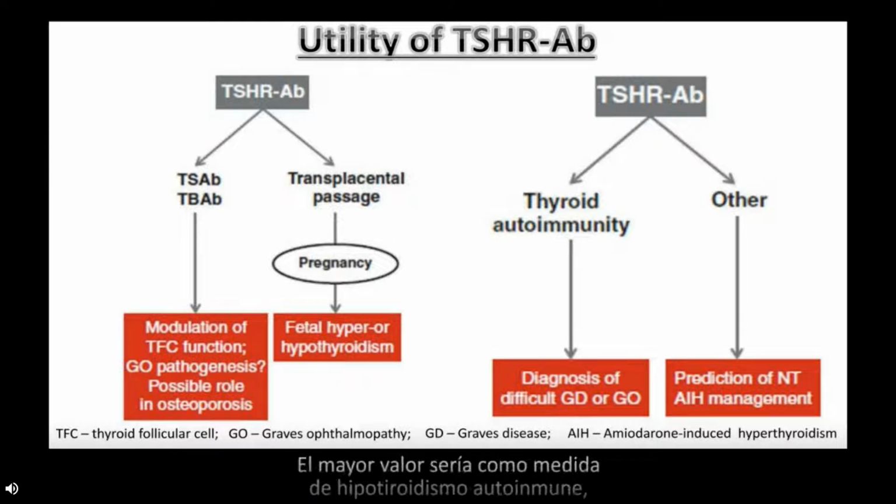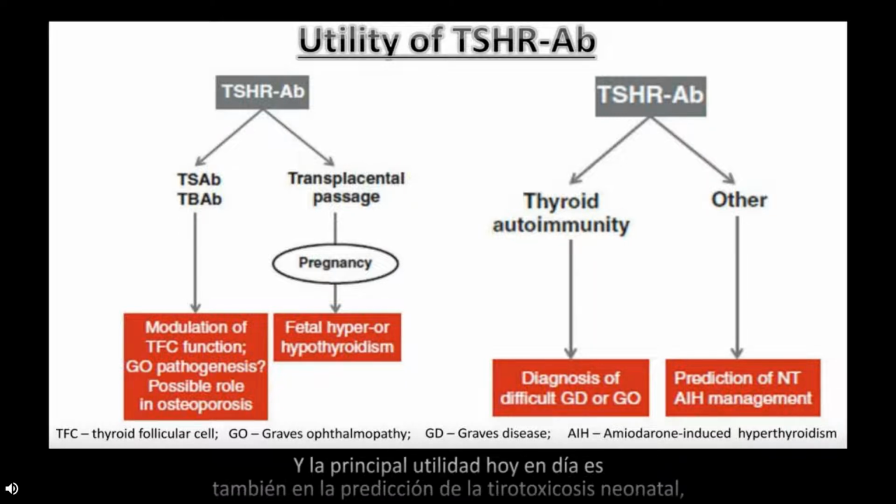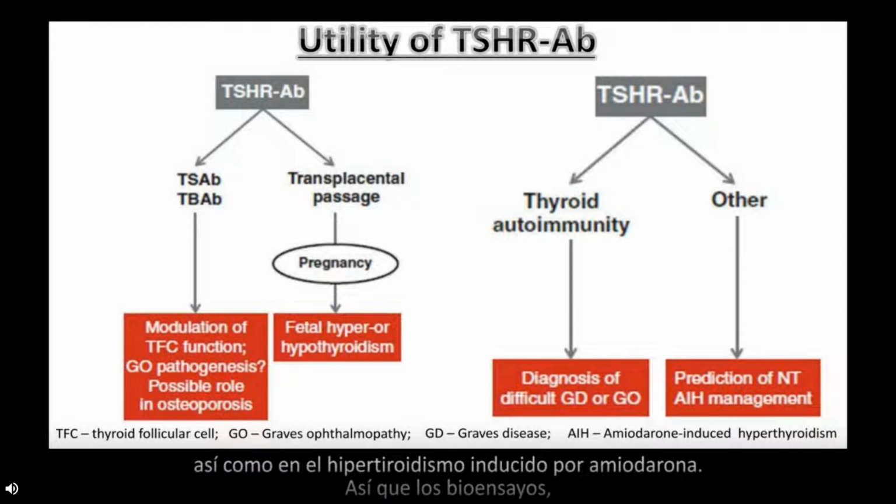The greater value would be as a measure of autoimmune hyperthyroidism, where the diagnosis of Graves' disease is difficult, or in Graves' ophthalmopathy, especially in unilateral eye swelling. And the main utility today is also in the prediction of neonatal thyrotoxicosis, as well as in amiodarone-induced hyperthyroidism.